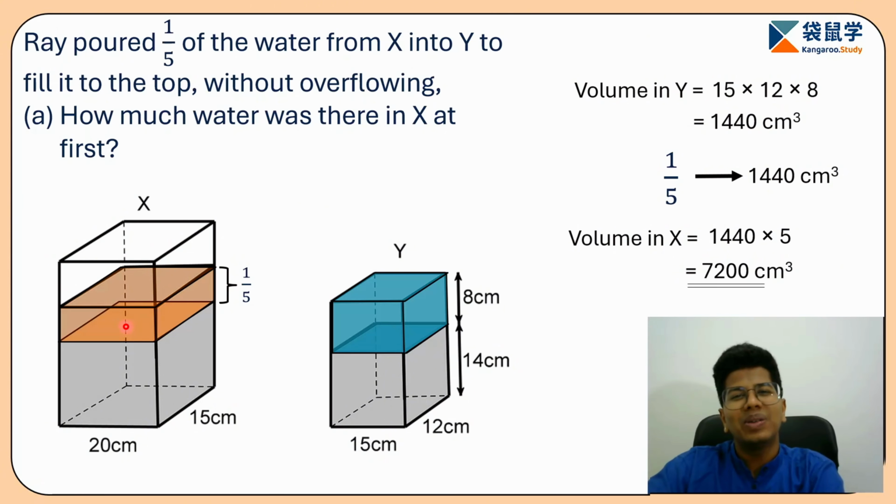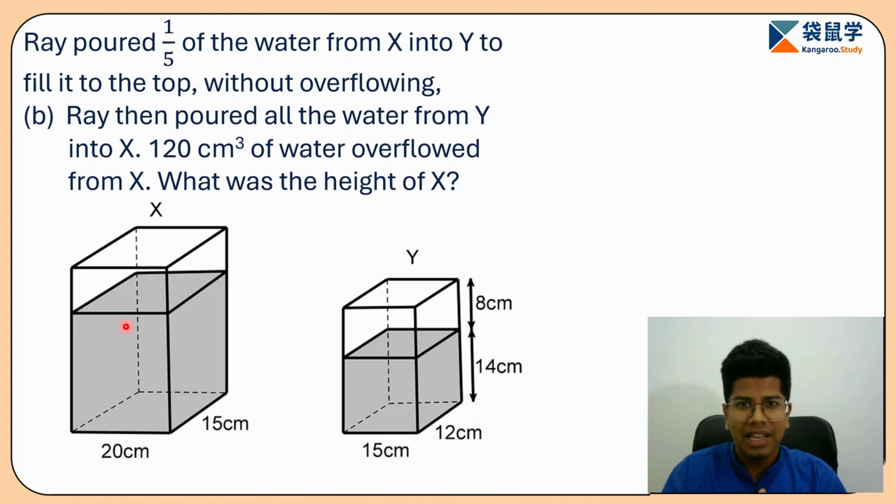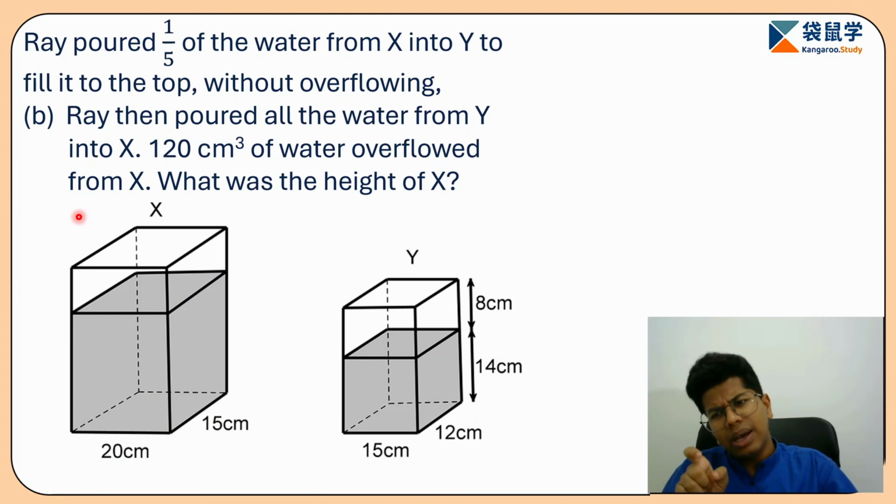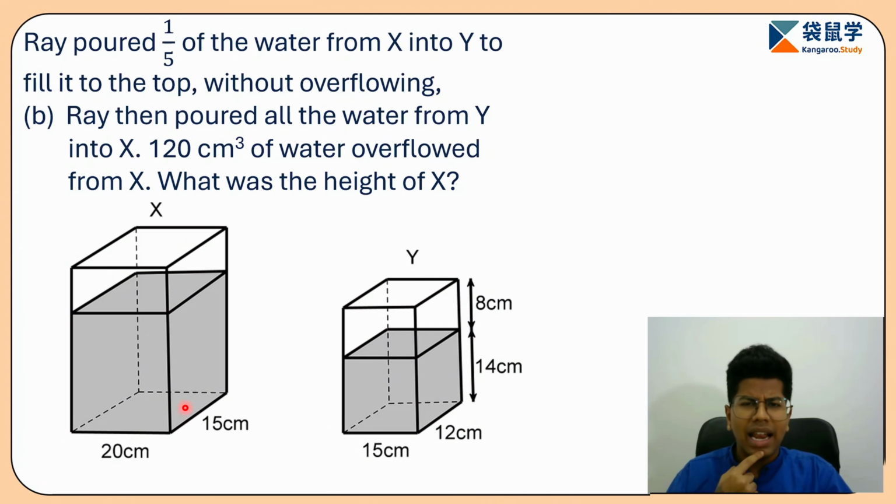Now moving on to the next part, part B. Here part B says, Ray then poured all the water from Y into X. 120 cubic centimeter of water overflowed from X. What was the height of X? Here the situation is now, from Y, water is poured into X and some water is overflowed, and I want to calculate height of X.